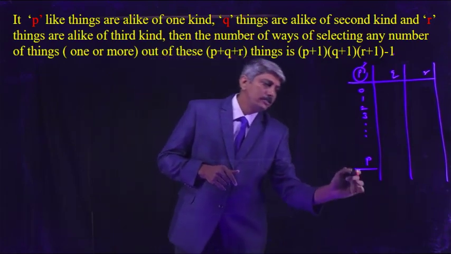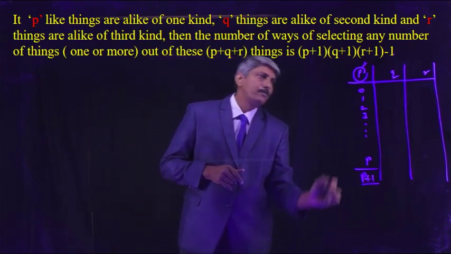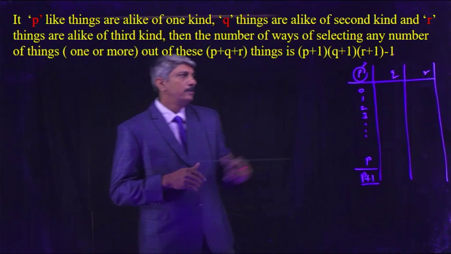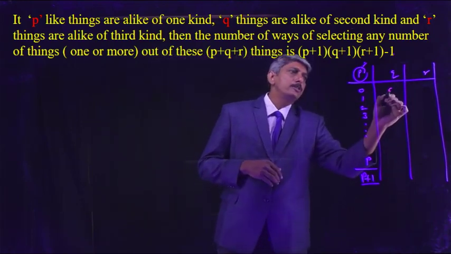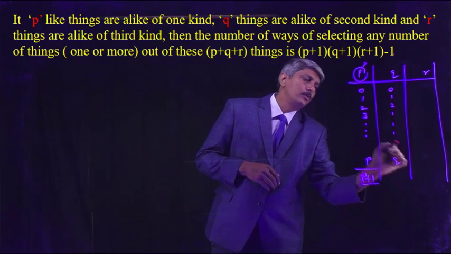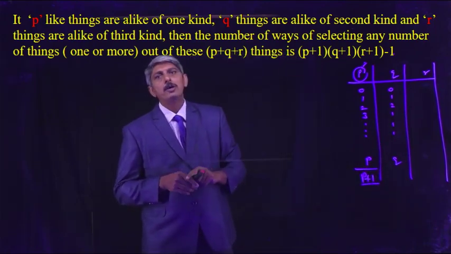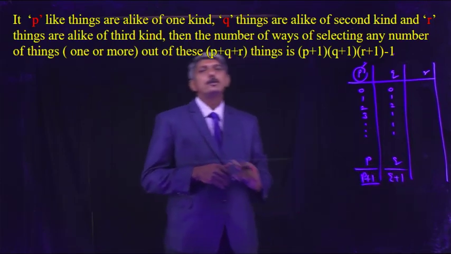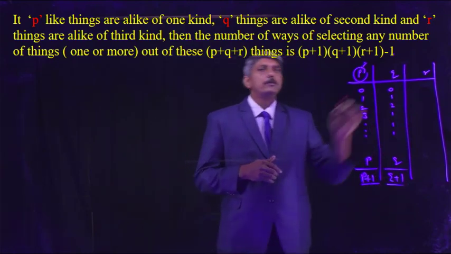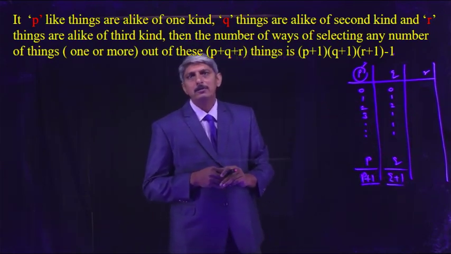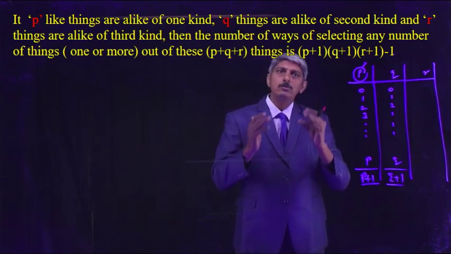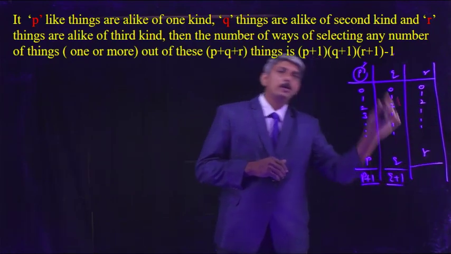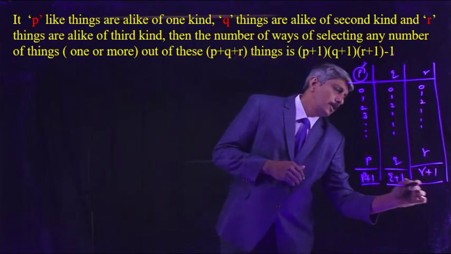So here how many cases? There are P plus 1 cases: 0, 1, 2, 3 and so on up to P. For Q like things, how many possibilities? Either 0, 1, 2 and so on up to Q. Here also Q are like things, therefore Q plus 1 cases. For the third kind, R like things, we select either 0 or 1 or 2 and so on up to R things. Totally these are R plus 1 cases.